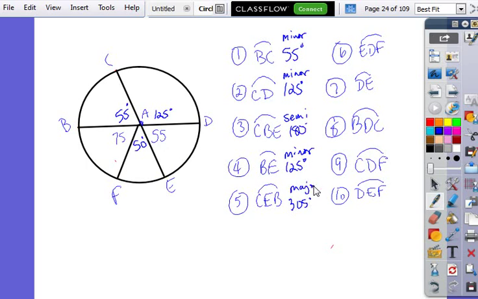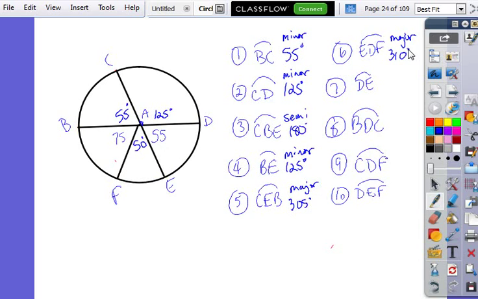All right, see if you can do 6 through 10 on your own. EDF. What kind is EDF? Major. That's a major. That's through 10, and it's everything except that 50. So I do 360 minus 50.